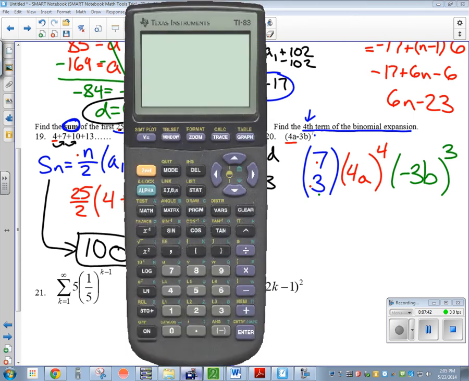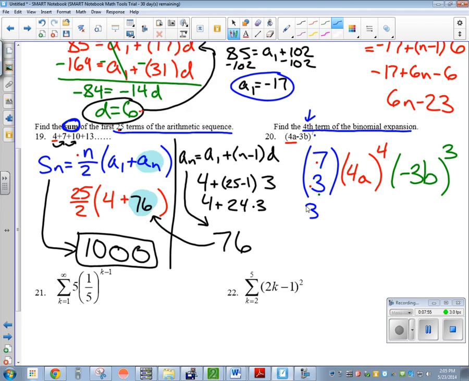Now I'm going to start to simplify. It tells me 7 over 3. We talked about that earlier. That means we're using the nCr button. So 7 nCr 3 gets me 35. 4 to the fourth and a to the fourth. 4 to the fourth, I believe, is 256. Yep, 256. A to the fourth, and negative 3b cubed.